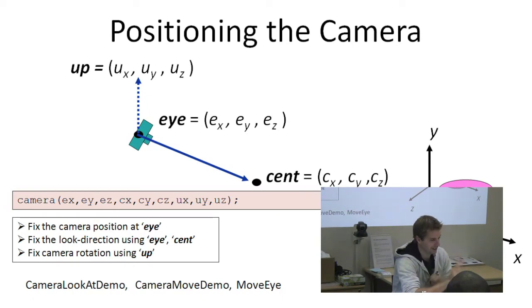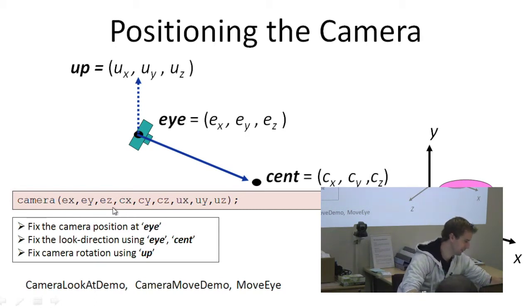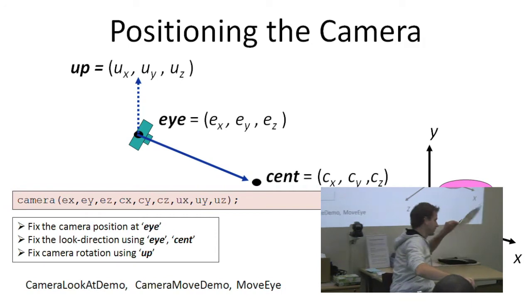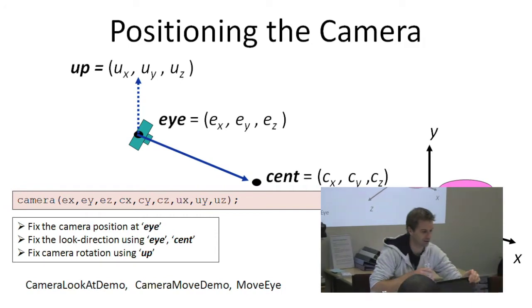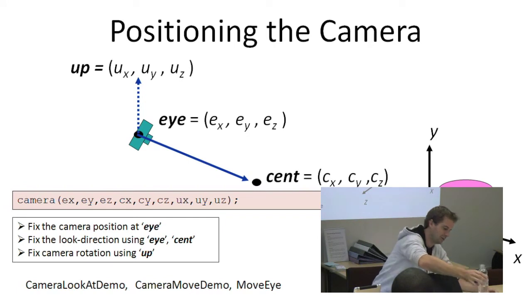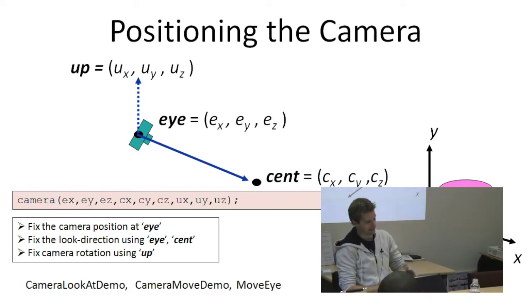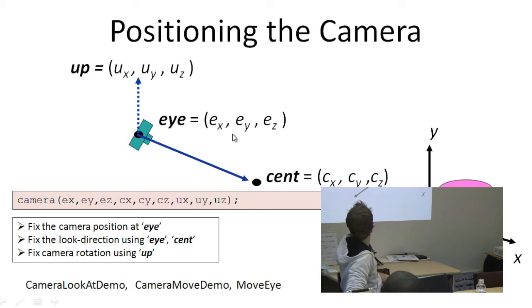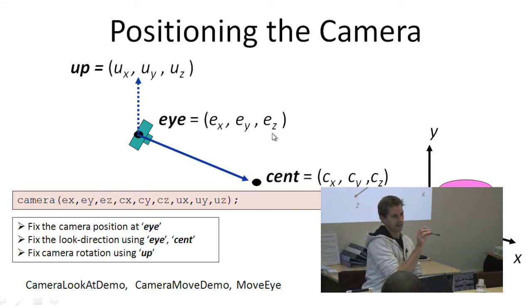As far as positioning the camera, there are multiple ways of doing it. The easiest one is the camera call in Processing, which takes 9 different variables. The first 3 are the eye position. Let's say we have some 3D geometry and 0, 0, 0 is the center of this point. We have some geometry which sits at the center, and then by specifying the eye position EX, EY, EZ, we basically position our camera in the real world as well.